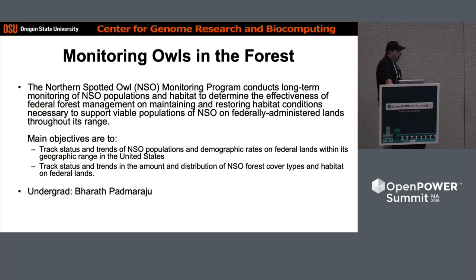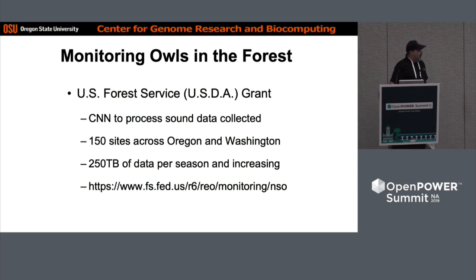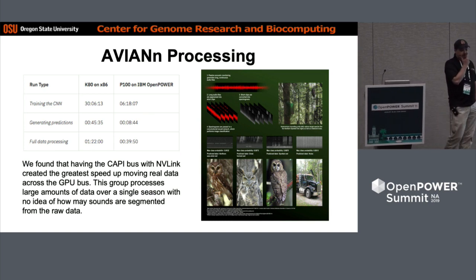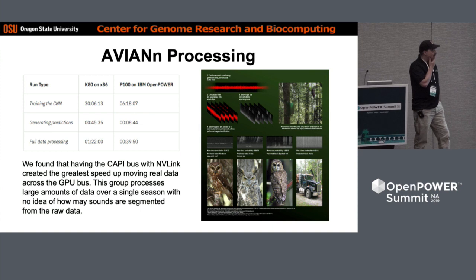So as we started to do this, I did this with one undergraduate, Barath, right here. And, you know, we had a lot of stuff coming at us. We had 150 sites of data. It was 250 terabytes every month and a half to 2 months. And we needed to create a CNN from scratch that would basically be able to mine all of the owl data out of there. And so we went ahead and did that. We created the CNN, and it's been accepted in a paper this past Sunday. And so that'll be coming out.